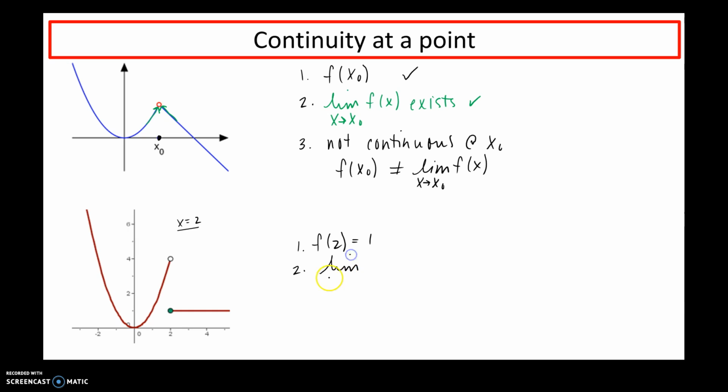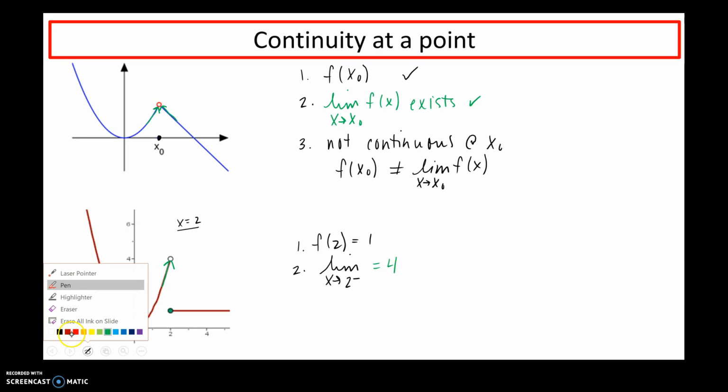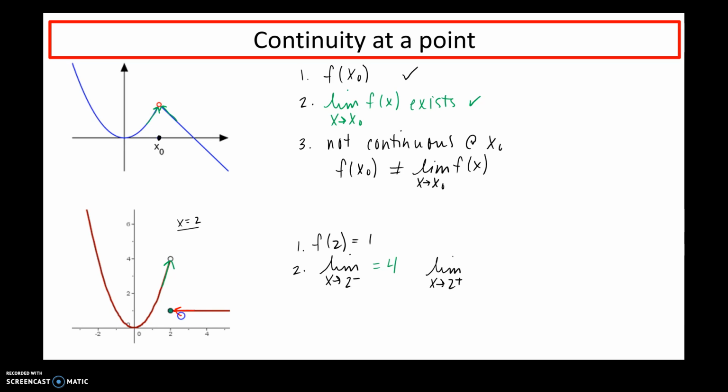Second, I have to look at my one-sided limits. Limit as x approaches 2 from the left-hand side. So on the left-hand side of 2, I'm approaching a y value of 4. Limit as x approaches 2 from the right-hand side. Now the graph on the right, my y value is approaching 1. So if the one-sided limits are not the same, I know that the limit as x approaches 2 of my function does not exist. Therefore, the function is not continuous at x is equal to 2.